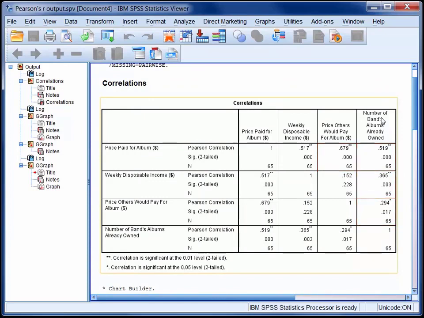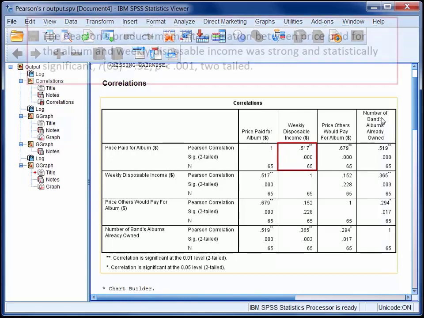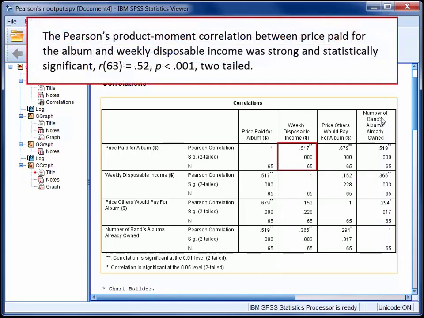Now, it's possible to report each of these correlation coefficients individually in a narrative style. Using the correlation between price paid and disposable income as an example, we might write: the Pearson's product moment correlation between price paid for the album and weekly disposable income was strong and statistically significant. Note that the degrees of freedom here are n-2 and that the significance value is reported as less than 0.001 rather than equals 0.000.